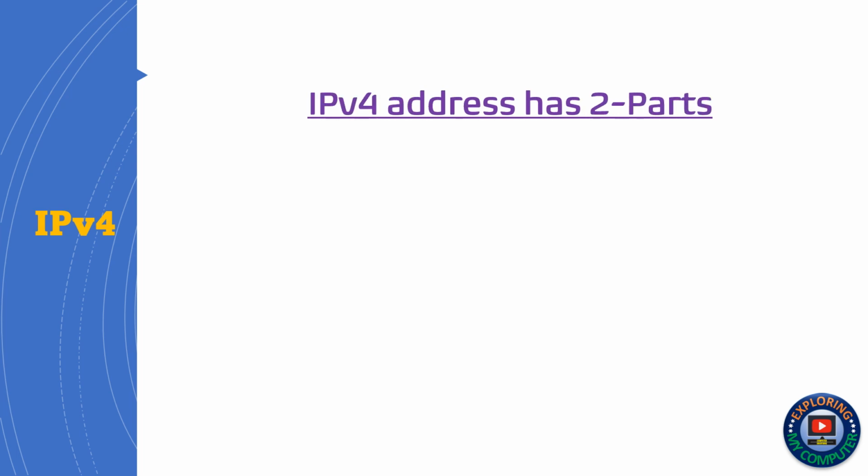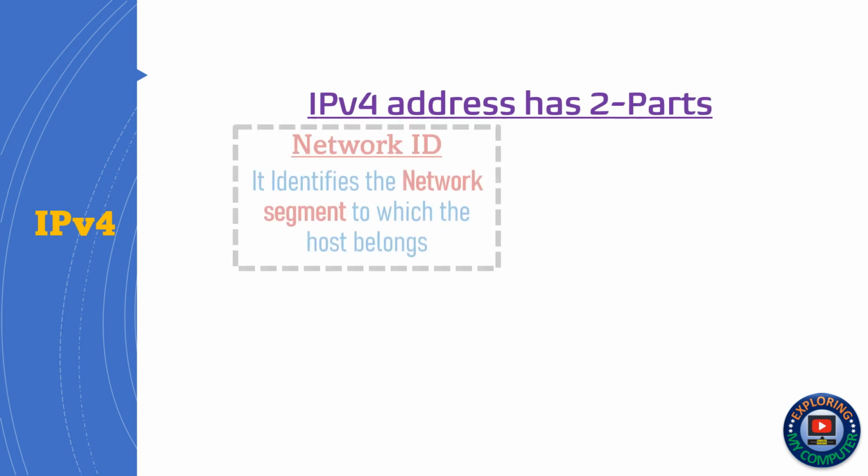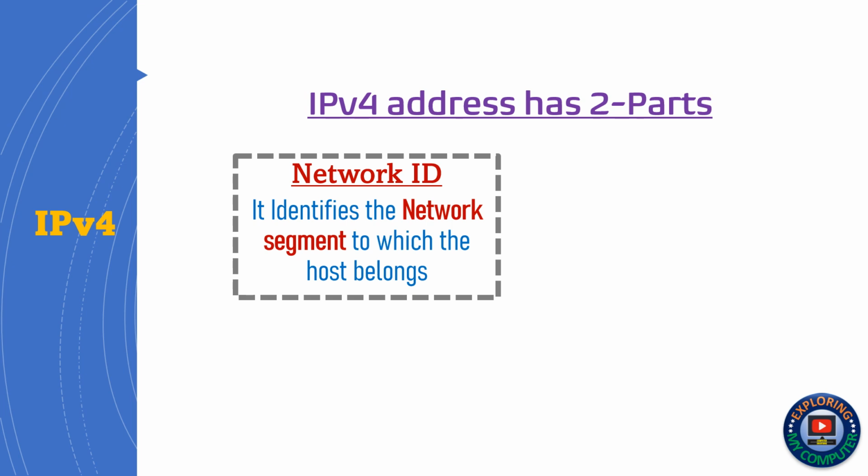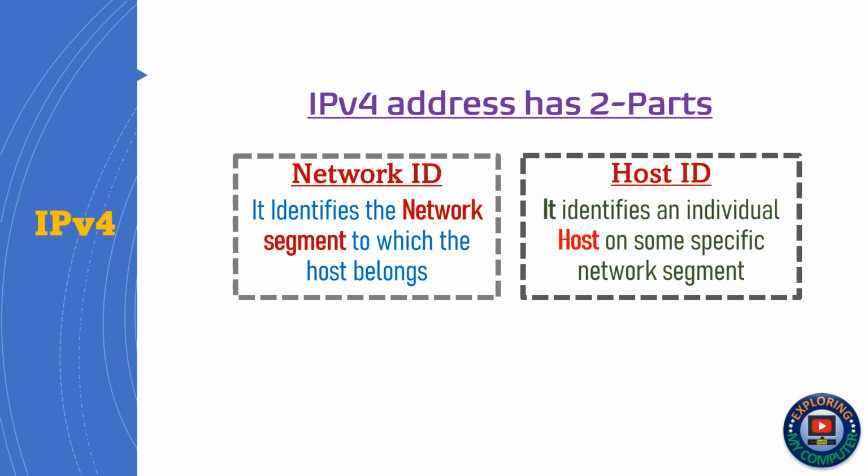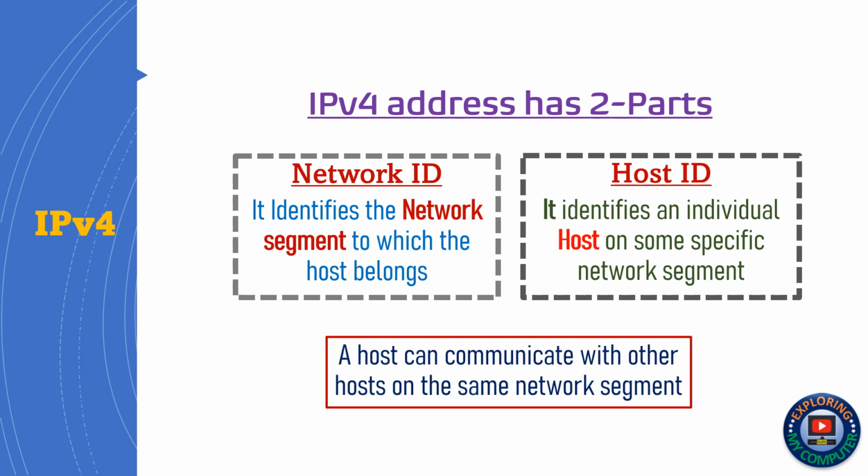IPv4 address has two parts. 1. Network ID. It identifies the network segment to which the host belongs. 2. Host ID. It identifies an individual host on some specific network segment. A host can communicate with other hosts on the same network segment.